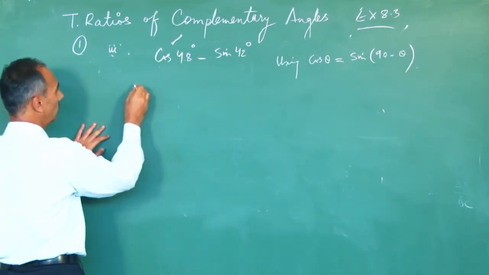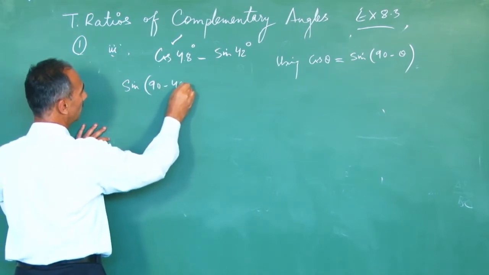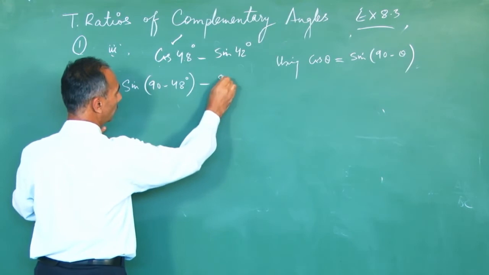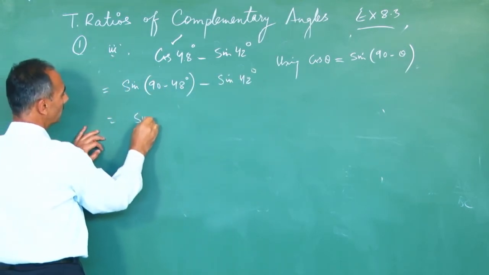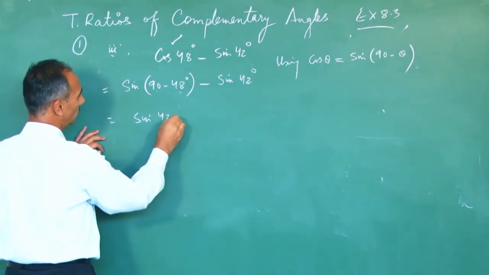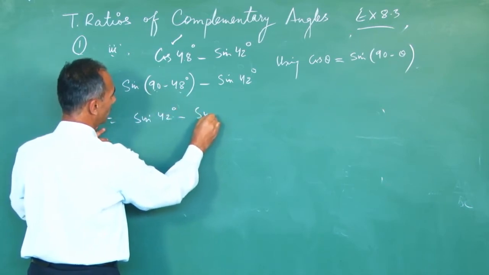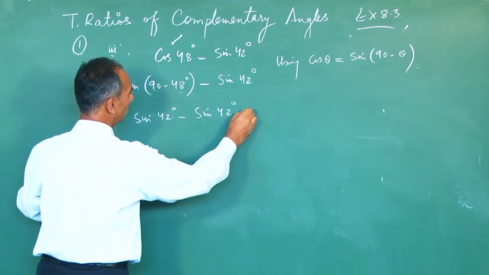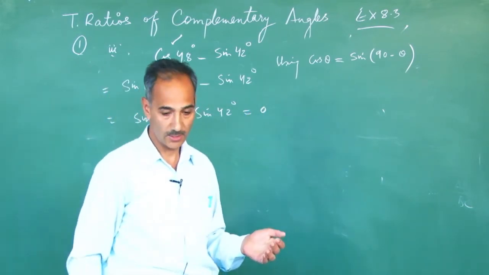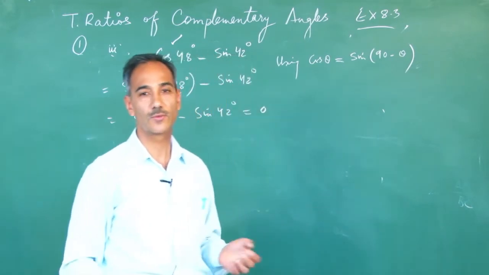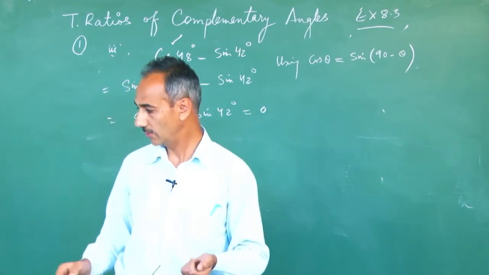So this cos of 48 will be sine of 90 minus 48. The second T ratio we keep as it is, sine of 42 degrees. This sine 90 minus 48 is 42. So it's sine 42 minus sine 42, which is 0. So the answer for this is 0. In the previous sum it was 1. Usually questions based on T ratios of complementary angles end up with these answers, 0, 1, sometimes 2, most of the time.